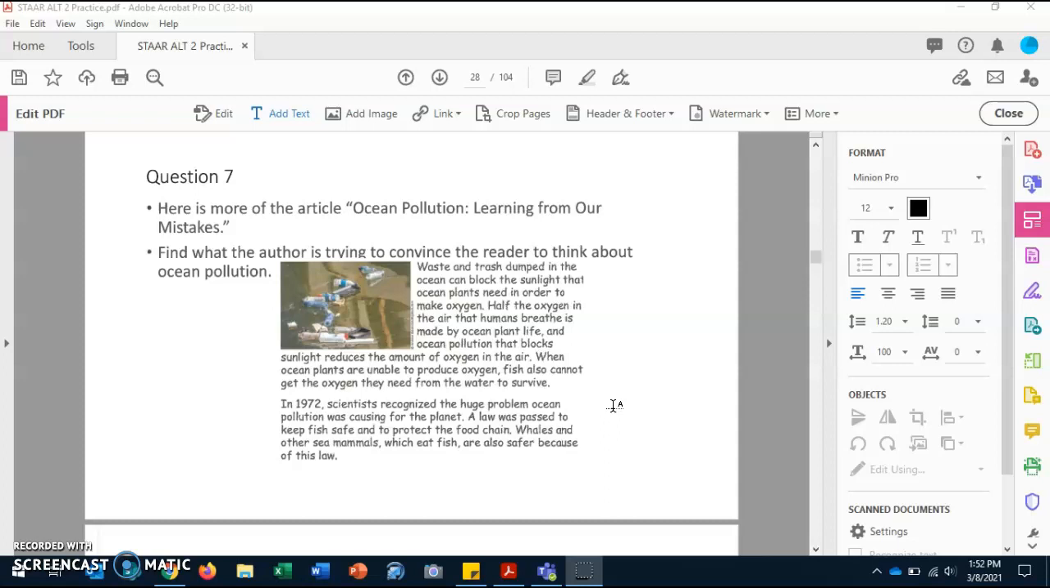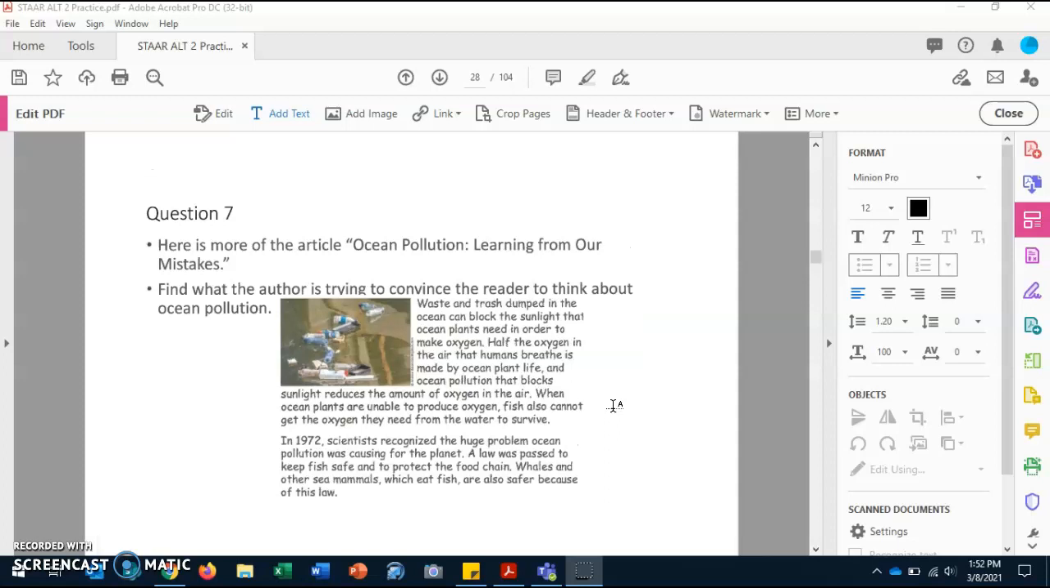Now we are going to move on to reading. And here it says, question number 7. Here is more of the article, Ocean Pollution, Learning from Our Mistakes.